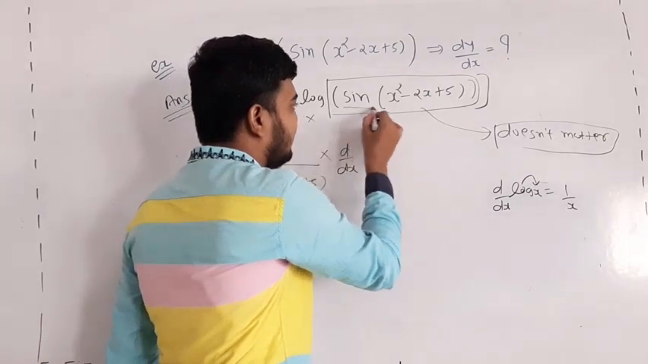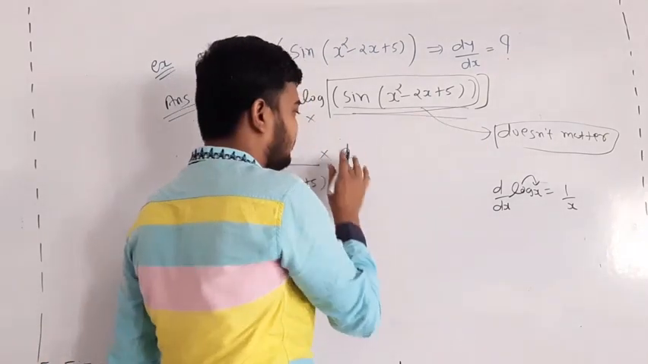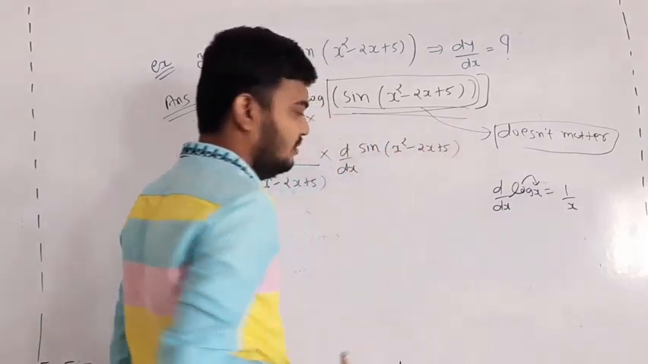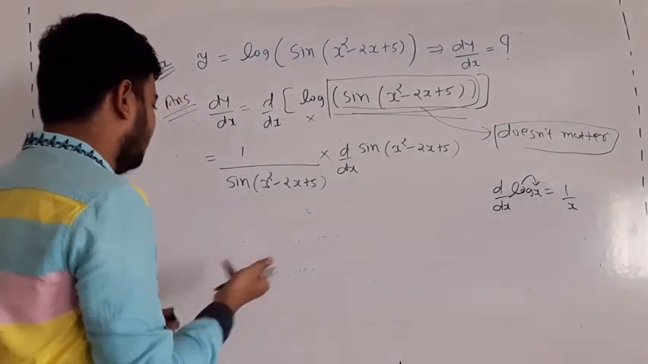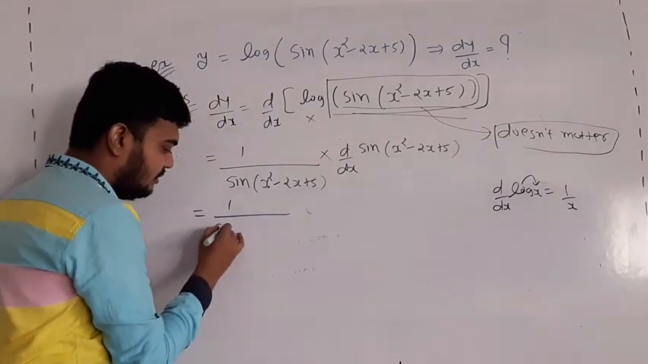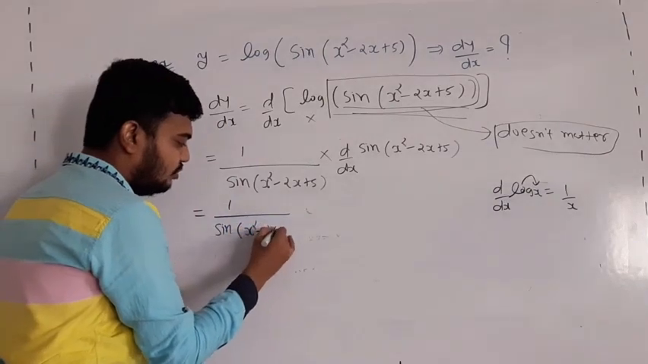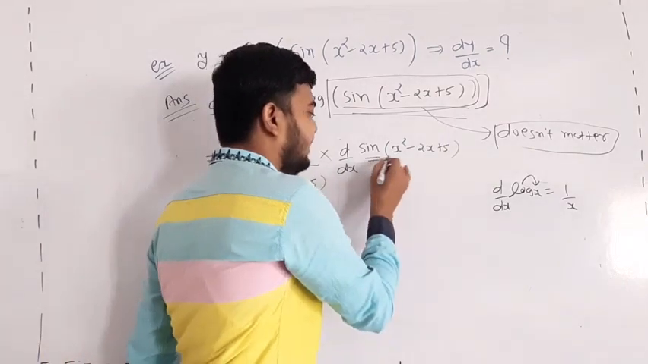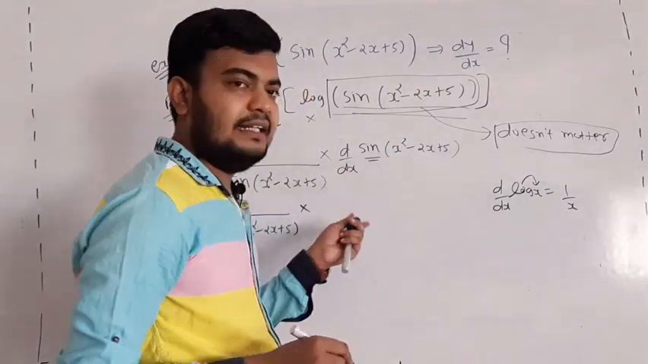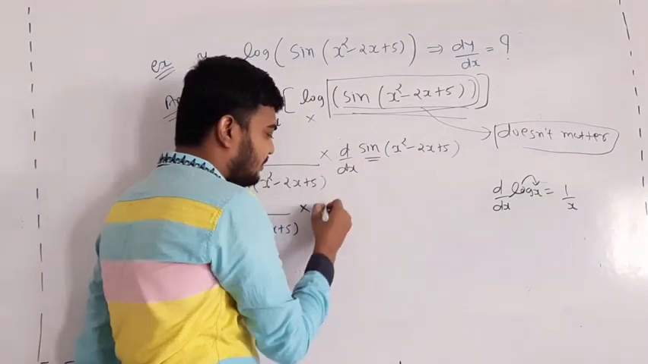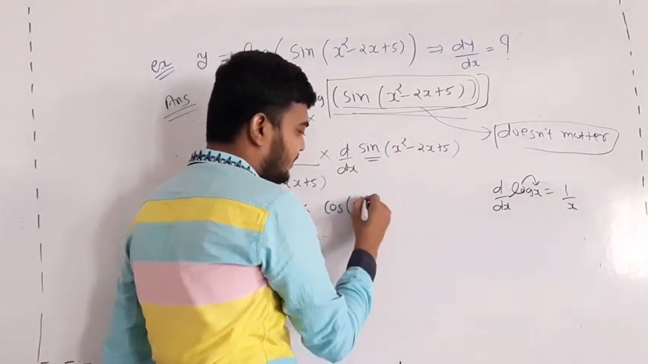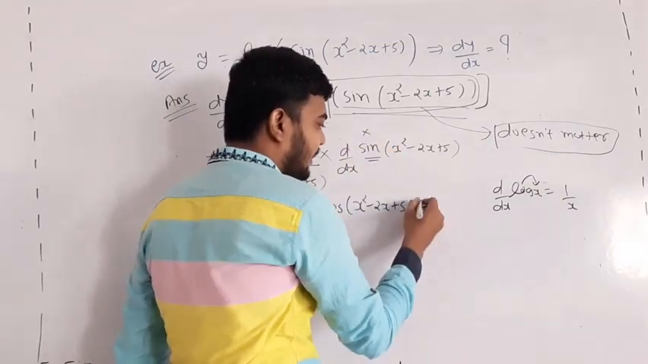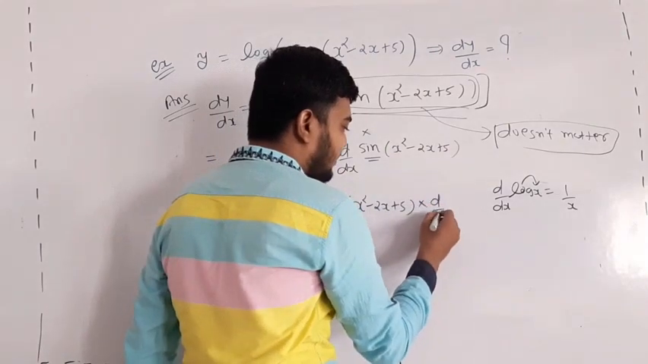So the inner function is sine of x square minus 2x plus 5. So d by dx of sine of x square minus 2x plus 5. Okay, so next is 1 upon sine of x square minus 2x plus 5 as it is, multiplied by, now the outermost function is sine, so we know that the derivative of sine is cos. So the derivative of sine is cos, the angle is the same, x square minus 2x plus 5. Okay, the derivative of sine is completed, then apply multiplication, and the remaining derivative is what beta?